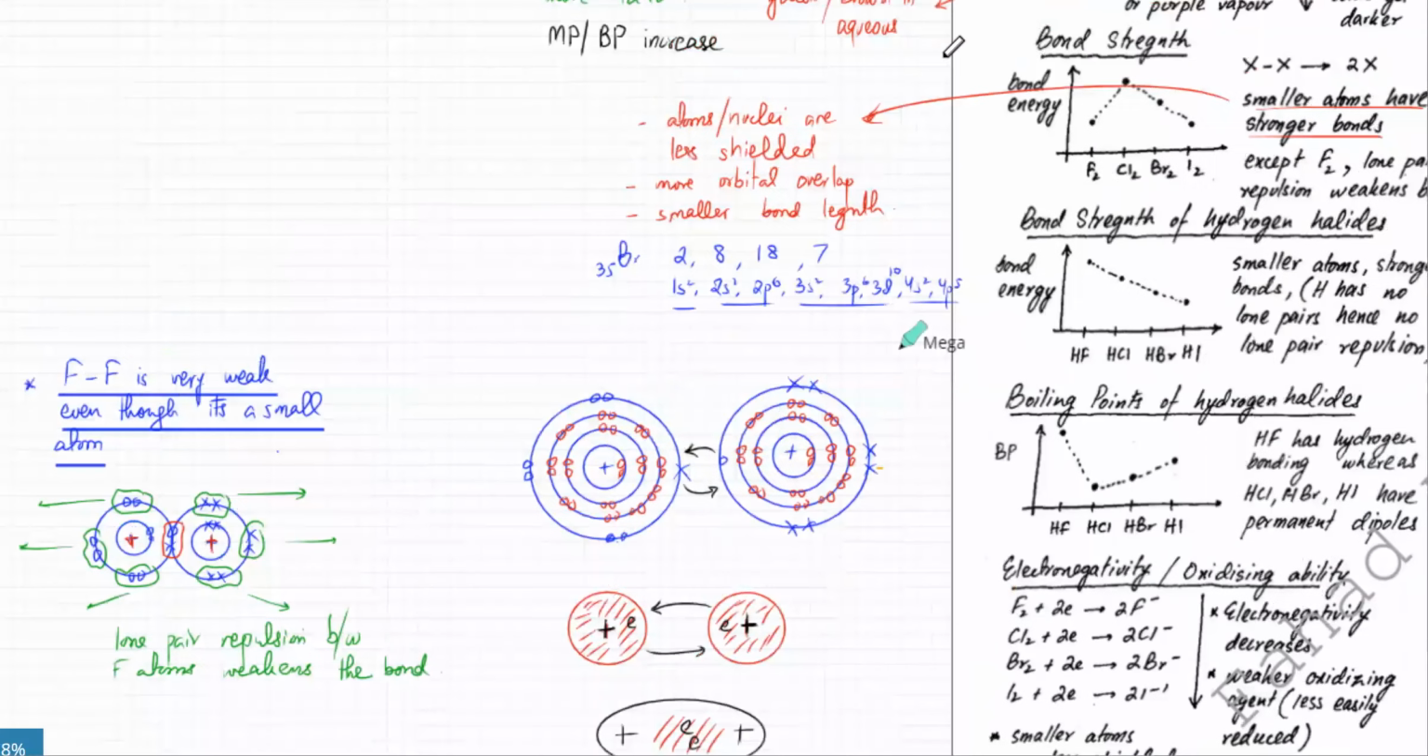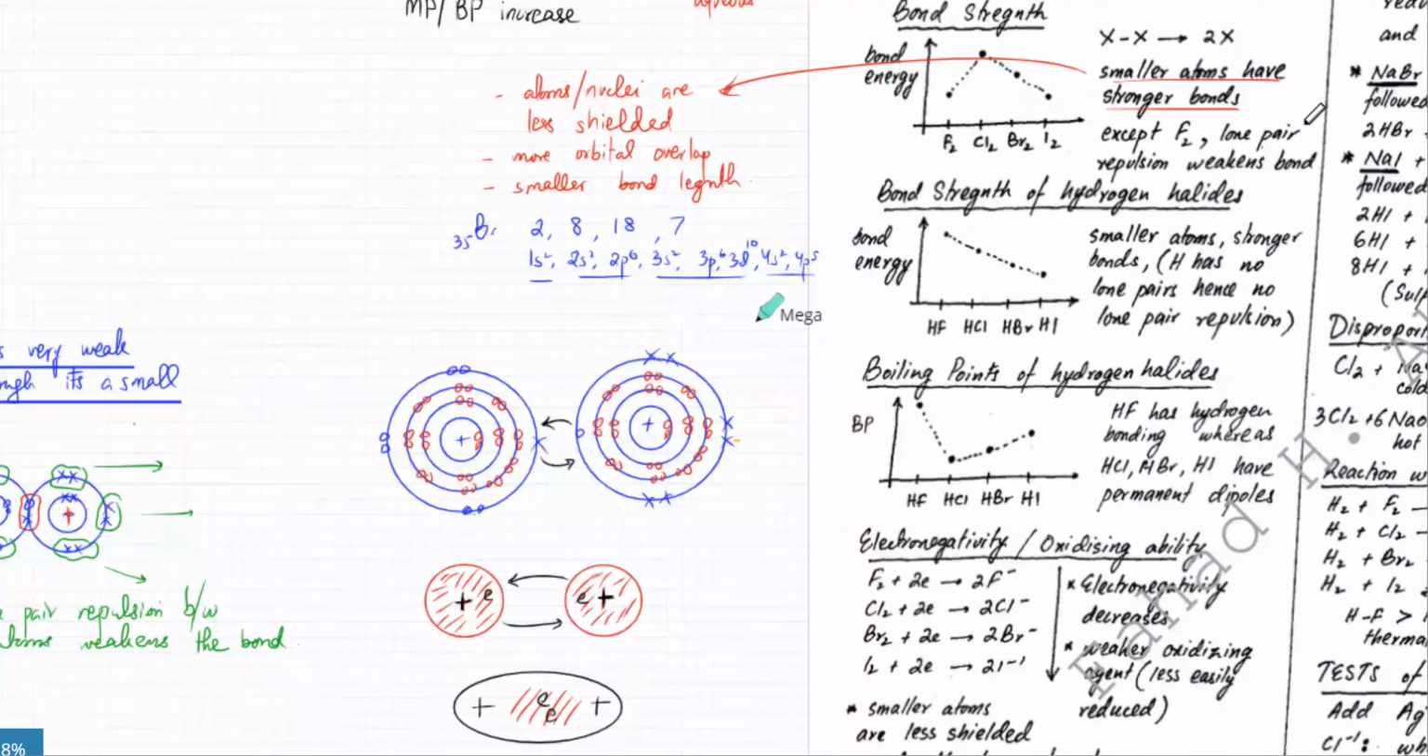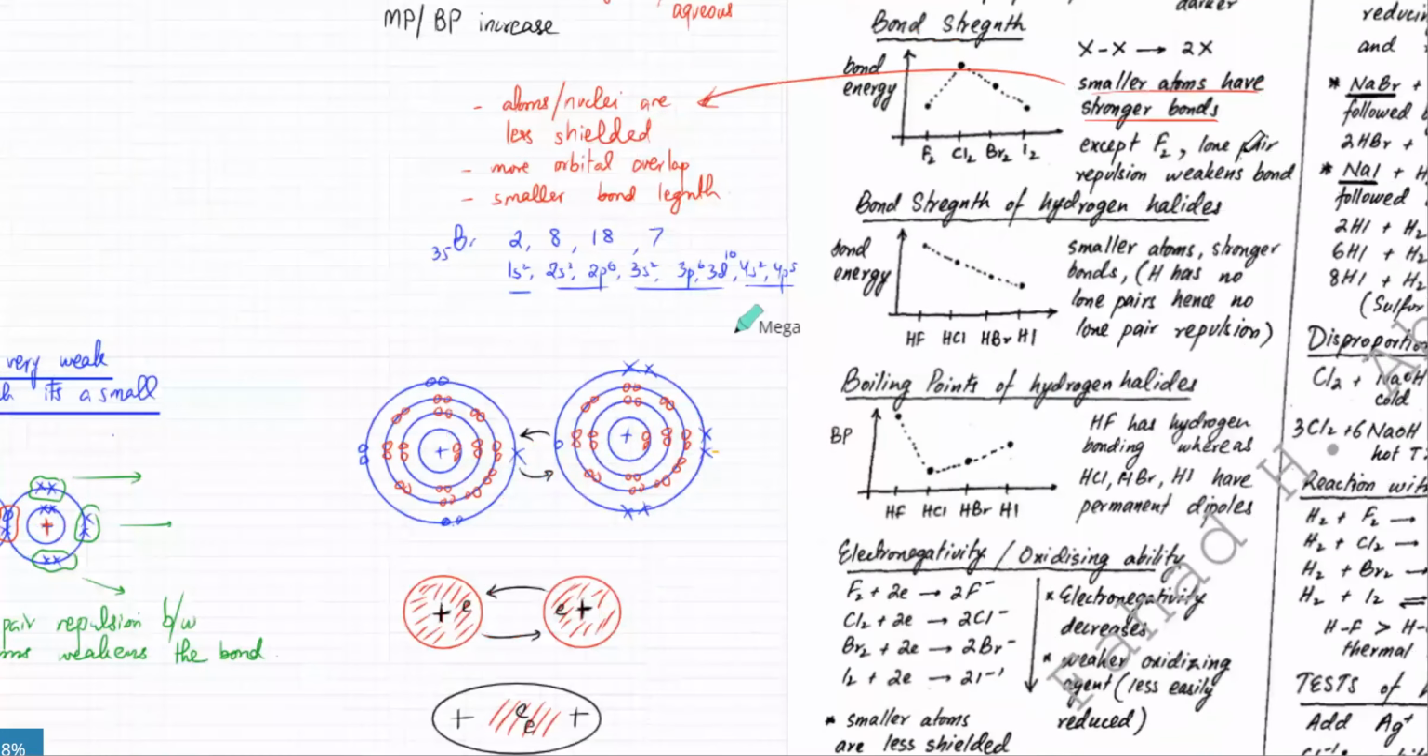This is the reason why the fluorine bond over here, its bond energy is very low, because of the lone pair repulsion. So the exception is F2. Why? Because the lone pair repulsion weakens the bond.